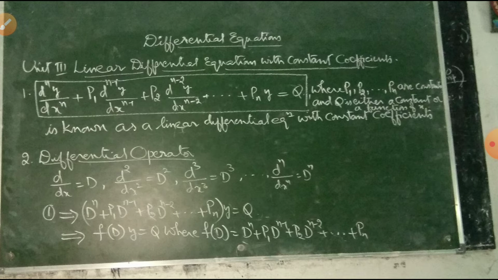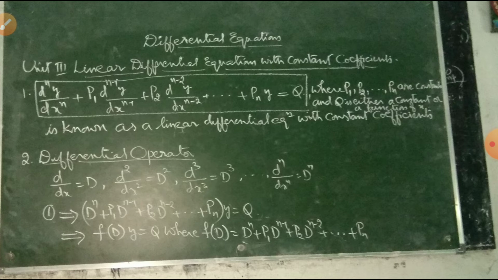Now consider another symbol that is known as the differential operator. Usually d by dx is denoted by capital D. Similarly, the second derivative d square by dx square is denoted by capital D square, and d cube by dx cube is defined as capital D cube, and so on, d power n by dx power n equals D power n. Now the above equation can be written as D power n plus p1 times D power n minus 1 plus p2 times D power n minus 2 plus so on, pn, operating on y, equal to q.